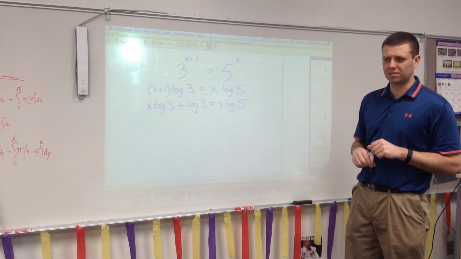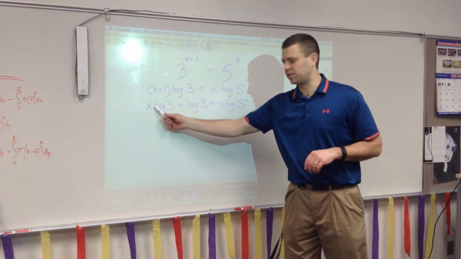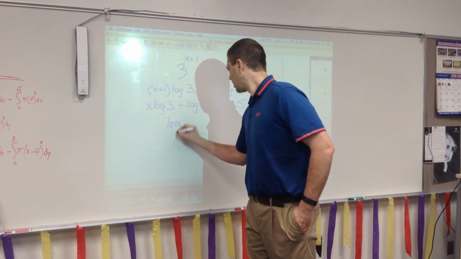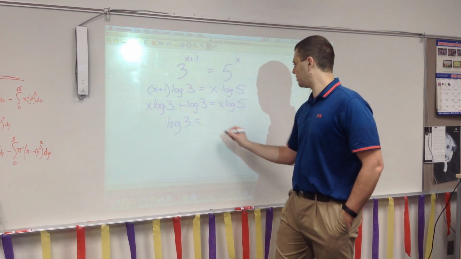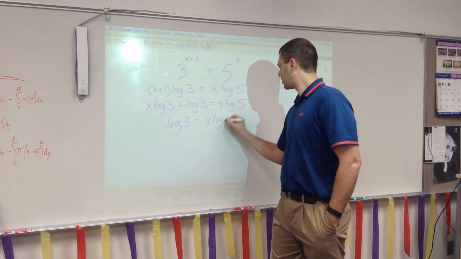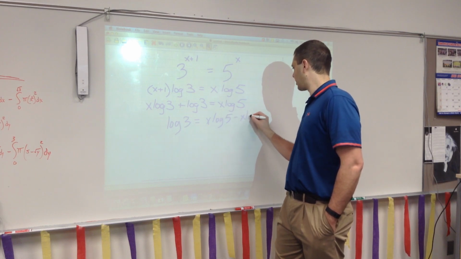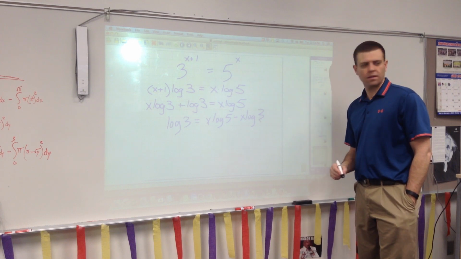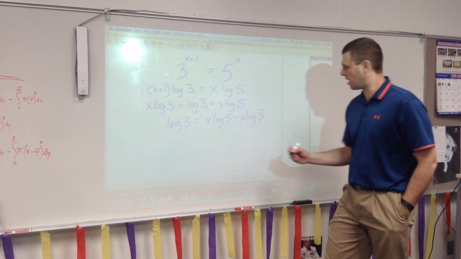So now I'm going to get all my x's onto one side. I'm going to move this x over here. So log 3 equals x log 5 minus x log 3. And you can take out the x. I'm going to factor out an x.